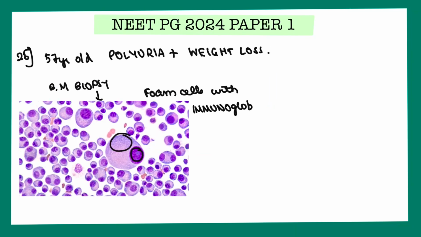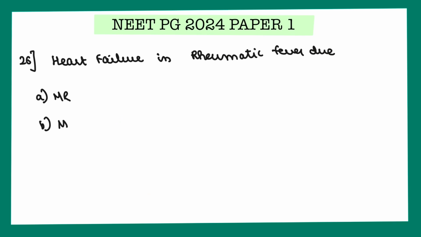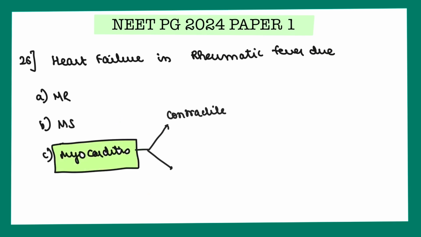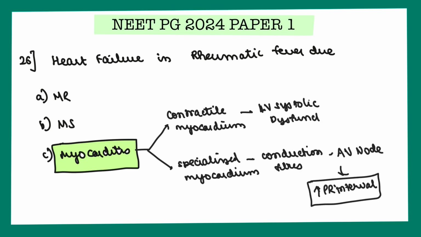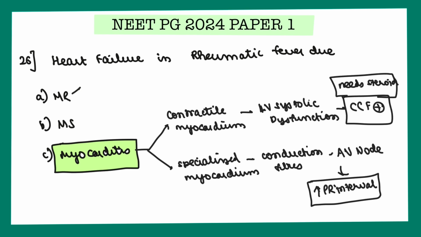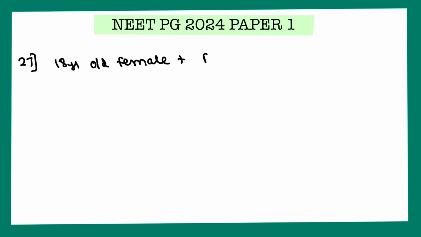Next, heart failure in rheumatic fever is due to MR, MS, myocarditis. See, myocardium has a contractile part as well as specialized segment. Specialized is nothing but conduction fibers like AV node. So if it is affected, it causes increased PR interval, which is a minor criteria in ARF. And contractile myocardium, if it is destroyed, it will cause LV systolic dysfunction and heart failure. And always remember, acute rheumatic fever with MR, it is usually well compensated. It doesn't cause heart failure. And MS takes almost 1 to 2 decades to develop. So it is not also the answer. The answer is myocarditis. It needs steroids also for treatment.